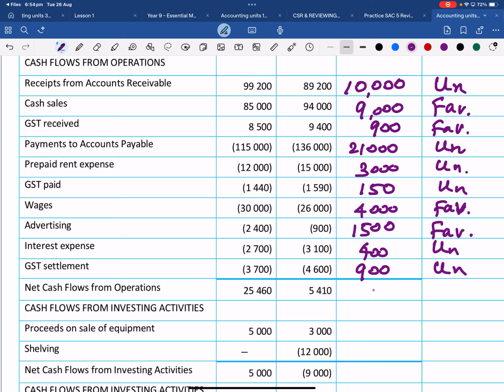Okay, so then the difference is 20,050. Good or bad? Unfavorable. Now see, this is after that. So if you add all the favorable things and subtract all the unfavorable, the unfavorable will be higher by 20,050. Okay, and also the other one.